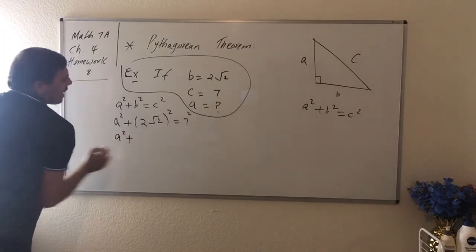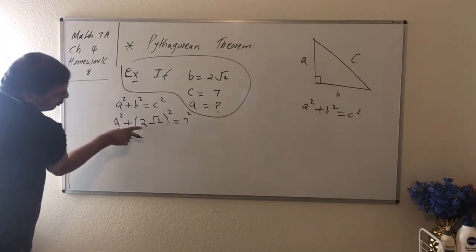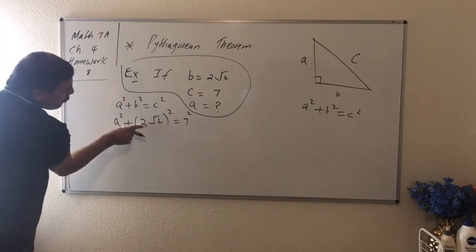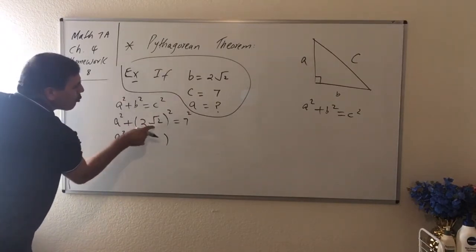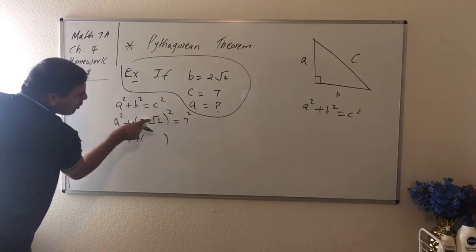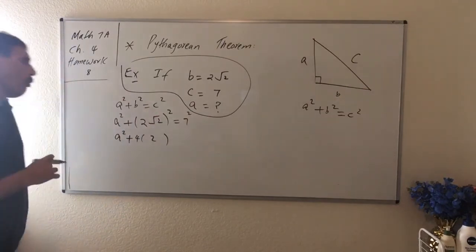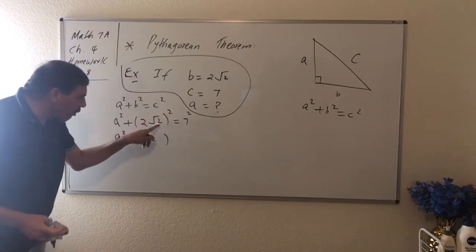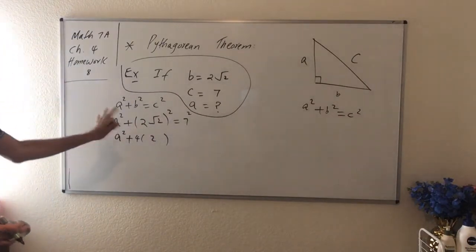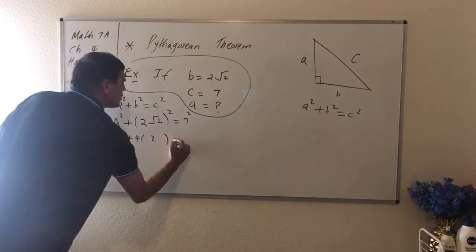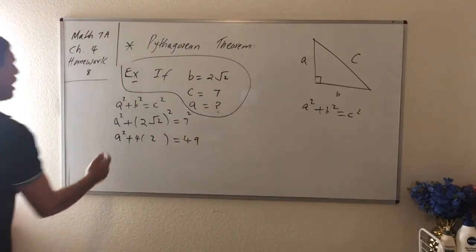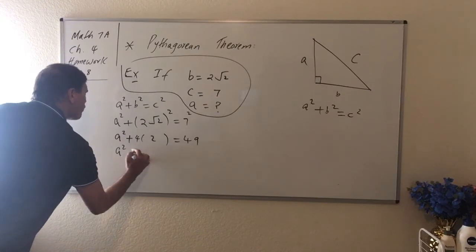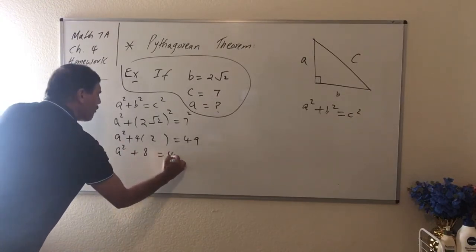So now a squared plus. Here look, the 2 is on the outside. What is 2 squared? It is 4. When you take a square and the square root, they cancel, with the leftover just 2. Or look, 2 squared is 4, and the square root of 4 is 2. So very careful here. Plus, equals 7 squared is 49. So now a squared plus 8 equals 49.